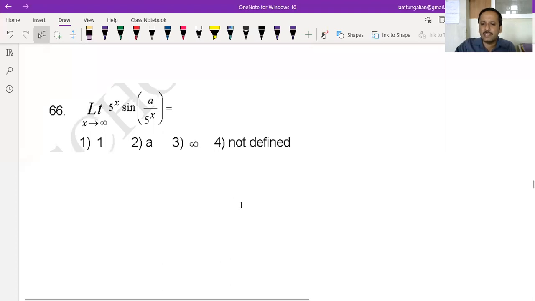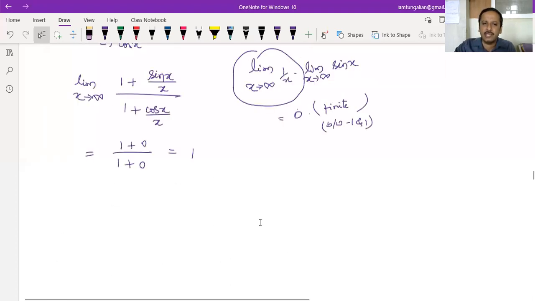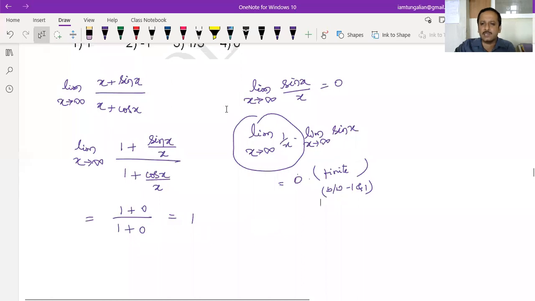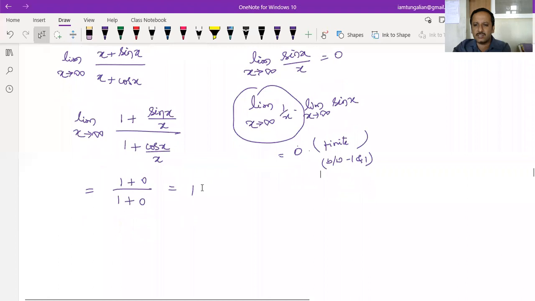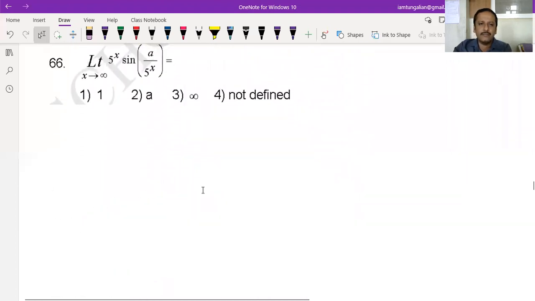Here's one question. Can we directly say that it is 1 because both are linear equations? No, there is a sin x also. It is not linear, it is not a polynomial. That formula we can use only if it is a polynomial. So you cannot.